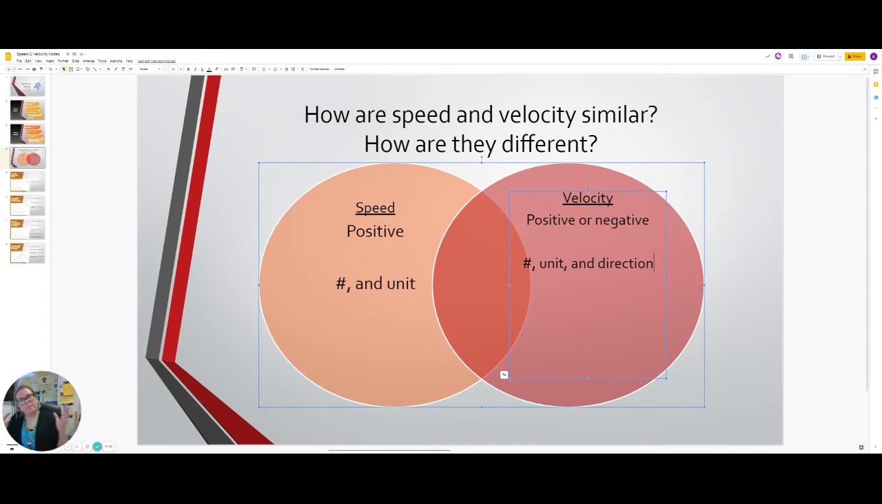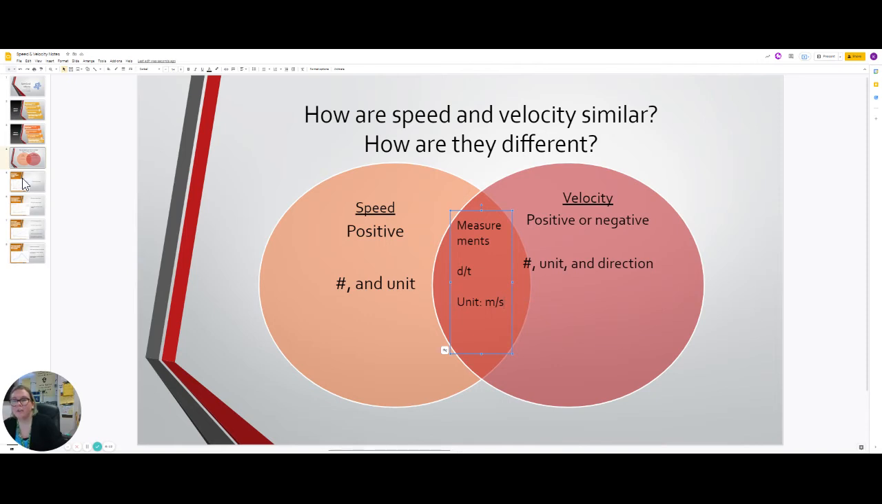And then some of the things that might be similar between the two. Remember, both are measurements. And both are calculated distance divided by time. You can write that whole thing out; I just wrote d divided by t. And of course, their basic unit is meters per second. Remember, the only difference is with velocity, we have to add some kind of direction. So there are a lot of things that are very similar between speed and velocity.